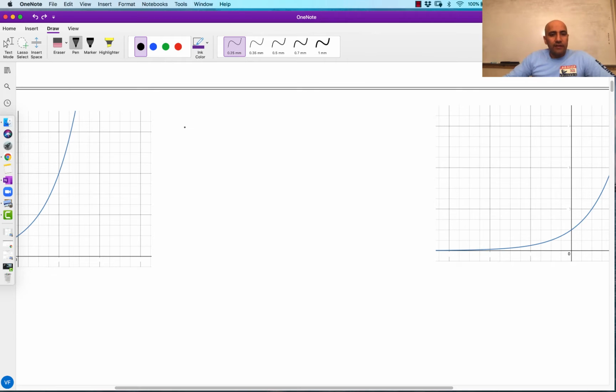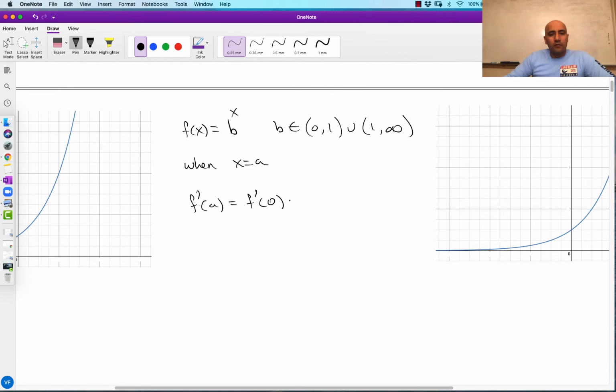Okay, so what we've established is that if some function f of x is equal to b to the x power, where b is a member of the set between 0 and 1, union 1 to infinity, so if we have something that fits this form, then the derivative at a, when x equals a, f prime at a is equal to f prime of 0 times b to the a power, right? That's what we just found. Or another way to put this is that f prime of a is equal to f prime of 0 times f of a, the original function evaluated at a, times this derivative evaluated at 0.